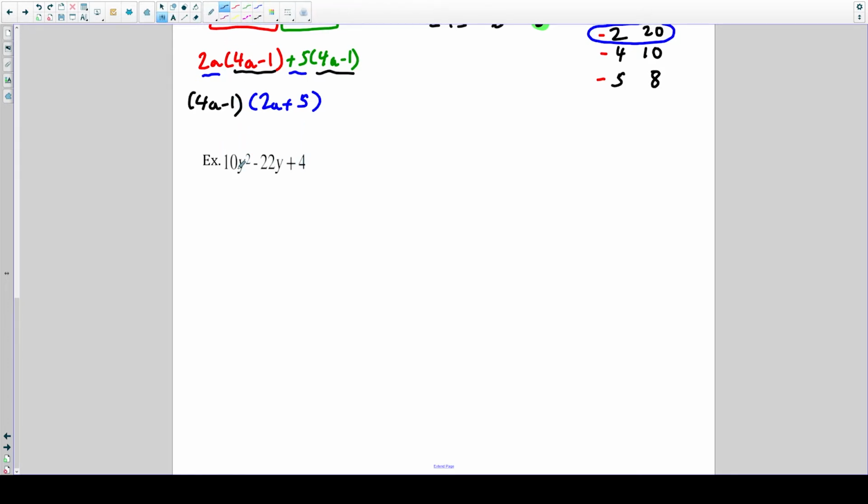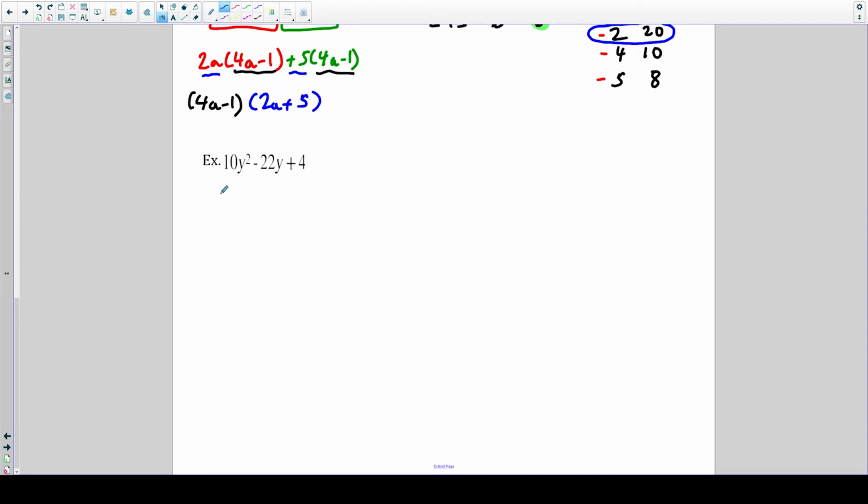So let's imagine we didn't factor out a GCF here. What that would look like is we'd have an A value of 10, a B value of negative 22, and a C value of positive 4. Now, these numbers are still manageable, right? Because then we'd be looking for two numbers that multiply to 40 and two numbers that add up to negative 22. But let's compare it to if we decided to factor out a GCF first.